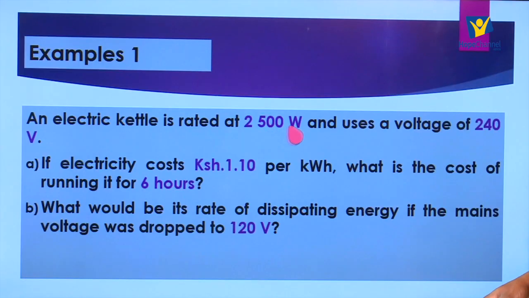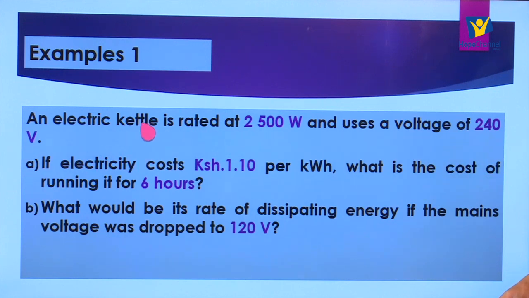We have an example here. An electric kettle is rated 2500 watts and uses a voltage of 240 V. Let me repeat. An electric kettle is rated at 2500 watts and uses a voltage of 240 V. The first question: if electricity costs 1.1 Kenyan shillings per kilowatt hour, what is the cost of running that kettle for 6 hours?